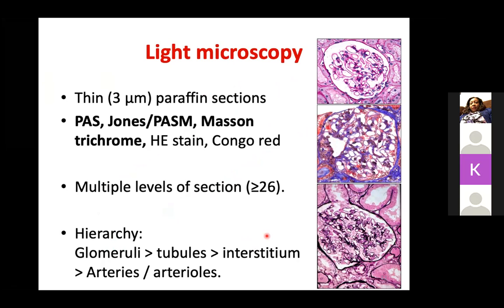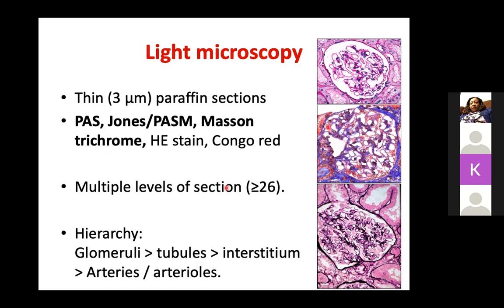Now coming to how we process it. After processing, these kidney biopsies are cut at 3 micron sections. This is thinner than our usual sections, which are generally 4 to 5 microns. These stains are minimal. PAS is a must, then silver stain and Masson's trichrome, along with hematoxylin and eosin stain. This one we use only for looking for inclusions or for identifying the type of inflammatory cells, but the most useful stains are PAS and silver stain.